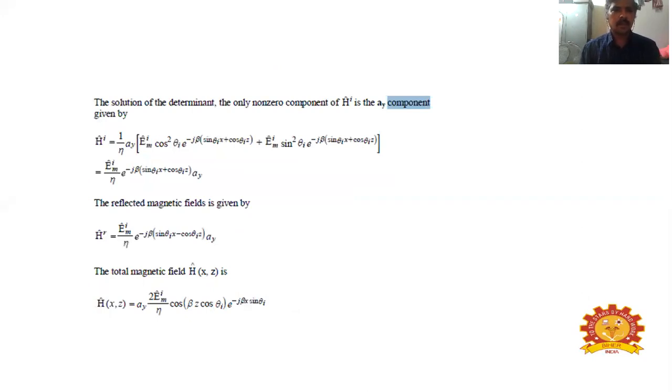Then, from the solution of the determinant, the only non-zero component of H^i is the a_y component, given by H^i = (1/η) a_y [E_m cos²θ_i e^(-jβ(x sin θ_i + z cos θ_i)) + E_m sin²θ_i e^(-jβ(x sin θ_i + z cos θ_i))], which is equal to E_m^i over η times e^(-jβ(x sin θ_i + z cos θ_i)) a_y. The reflected magnetic field is given by H^r = E_m over η times e^(-jβ(x sin θ_i - z cos θ_i)) a_y.